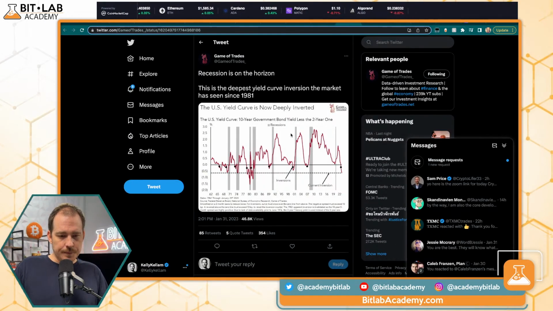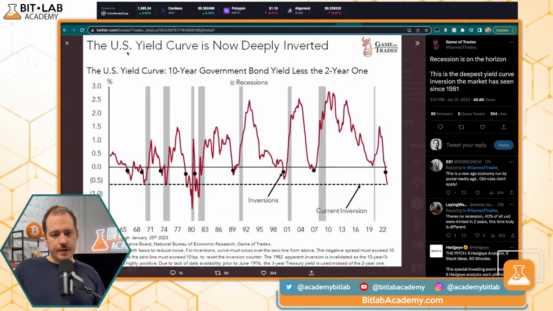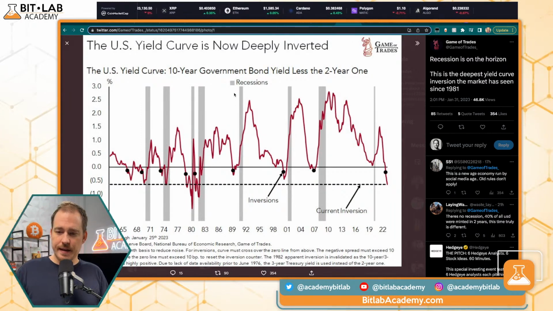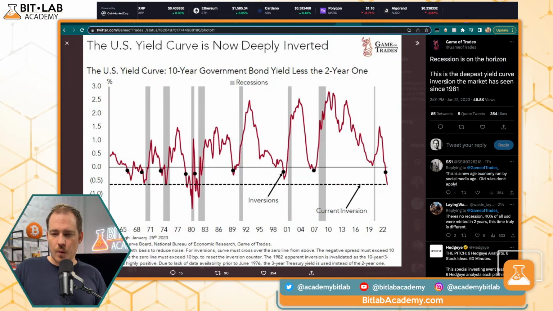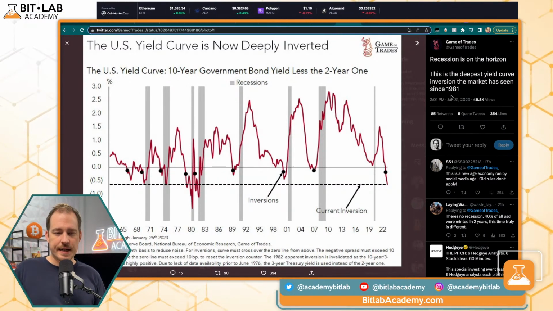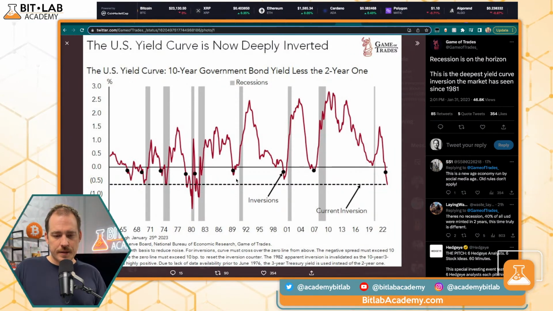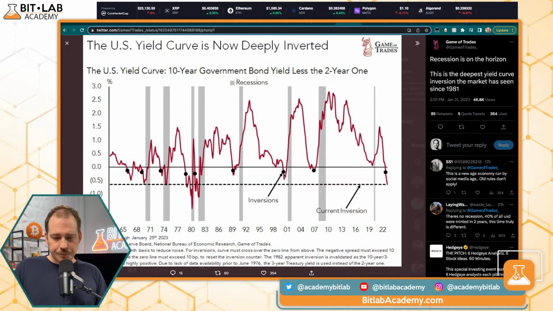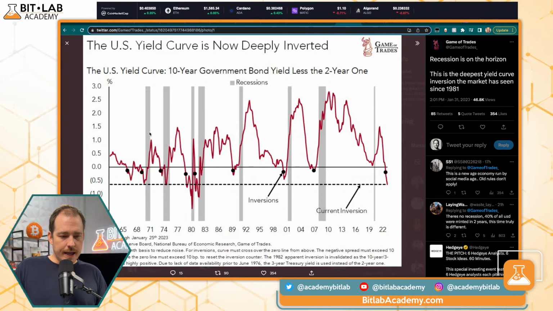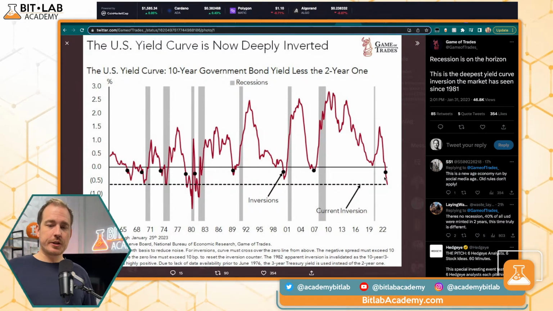Now we can see here, this is concerning. As bullish as I am, we see the U.S. yield curve is now deeply inverted. Okay, what the heck does that mean? Well, recession is on the horizon. Why is this? Because this is the deepest yield curve inversion the market has seen since 1981. And we can see each time this yield curve inversion happens, this gray area is the recessions. And every time we get a recession to follow, and we have experienced this within the market.